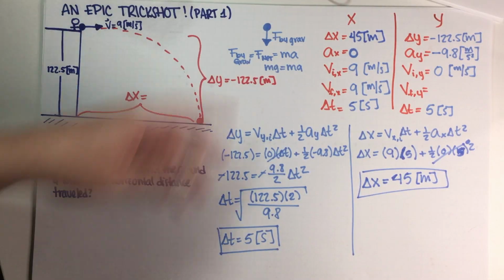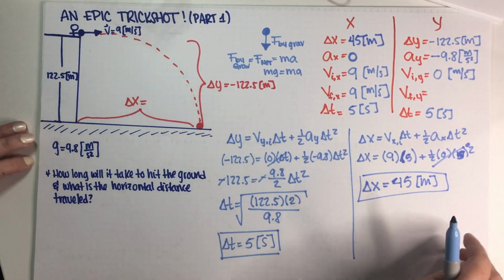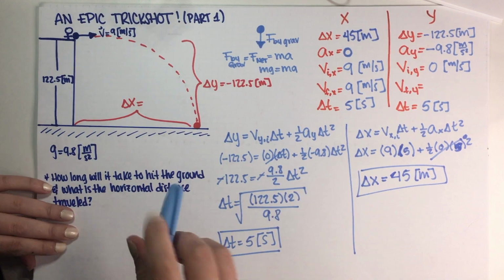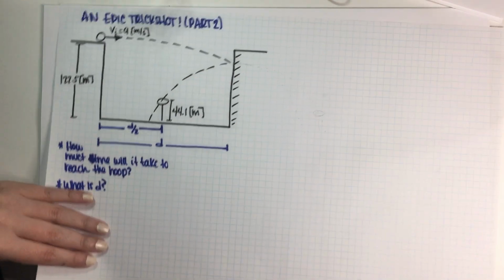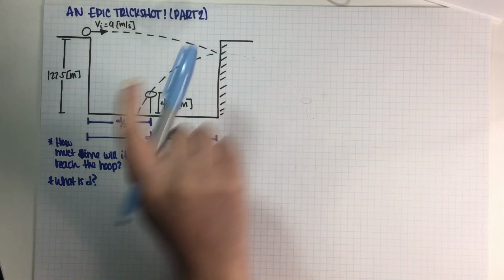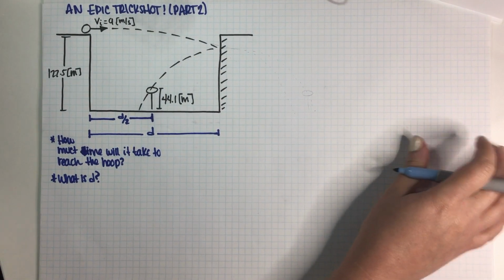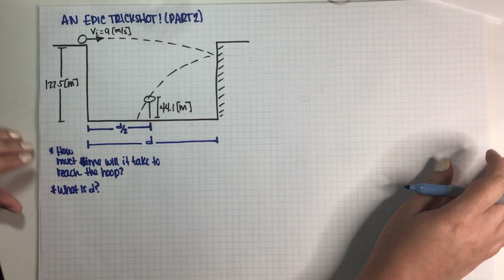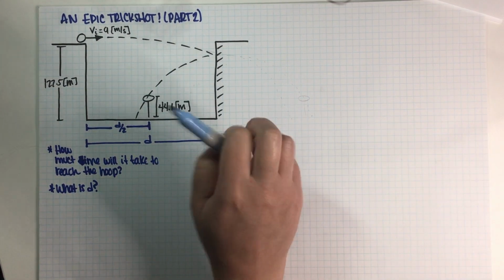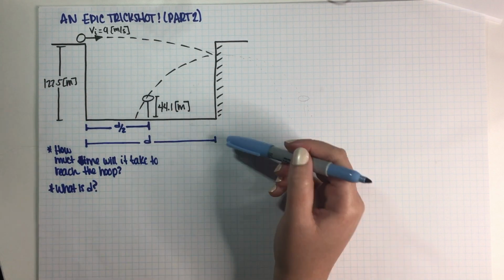Just Tyler throwing a basketball from this point to this point. So let's just go ahead and read part 2, which I have over here. Part 2 of this problem says, now suppose there is a second building, a distance d away, and there is a basketball hoop. You need a basketball hoop exactly halfway between the buildings, raised to a height of 44.1 meters.